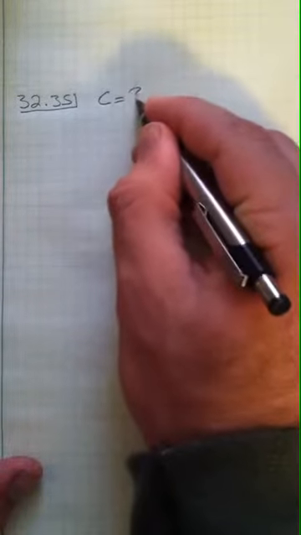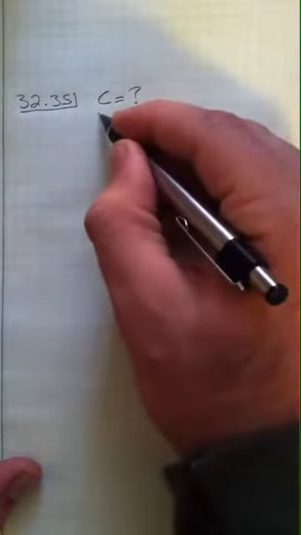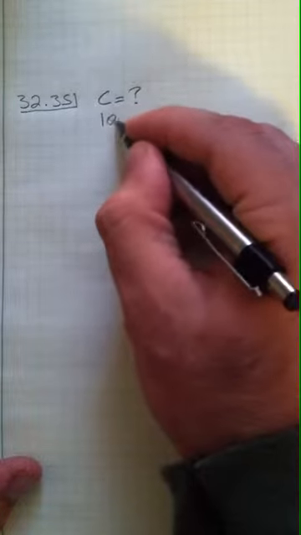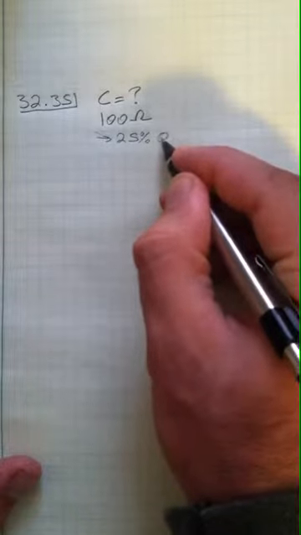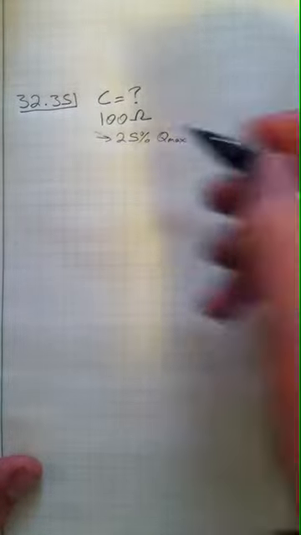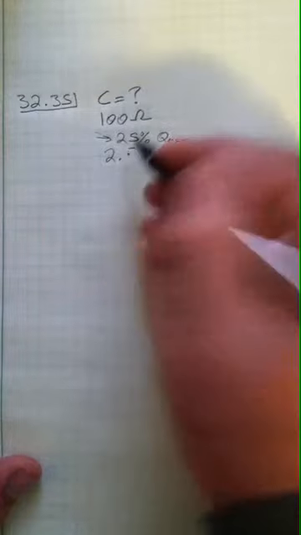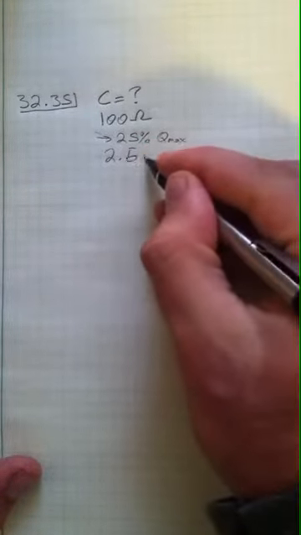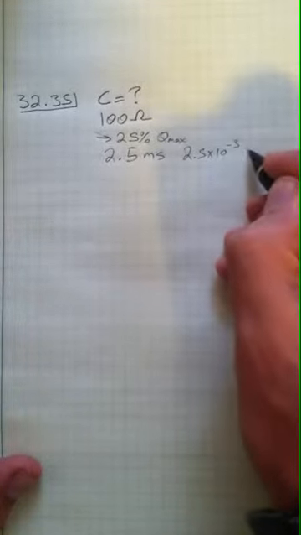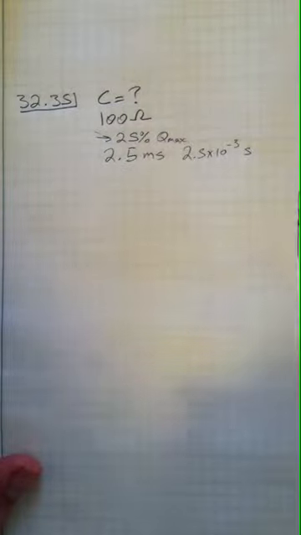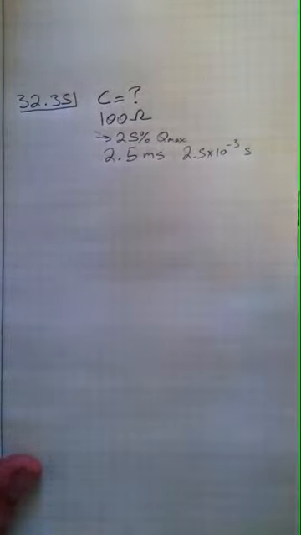In this problem, you have a capacitor of unknown capacitance and a resistor of 100 ohms, and you know that it discharges to 25% of its max charge in 2.5 milliseconds, which is 2.5 times 10 to the negative third seconds. So that's what we're given. What we're trying to find is the capacitance of the capacitor.